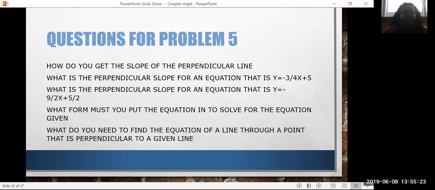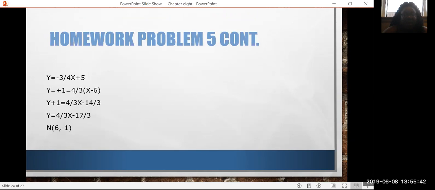And then what form must you put the equation in and solve for the equation given? And you should put it in point slope form. And then my last question for problem 5 is, what do you need to find the equation of a line through a point that is perpendicular to a given line? You will always need an equation of a line and a point. And then those are our answers to the homework problem.